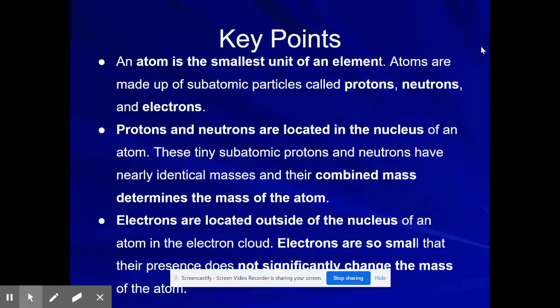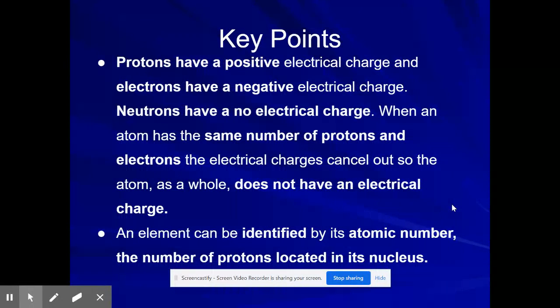So your key points are really 5 things. Atoms are the smallest unit of an element. They consist of 3 parts: protons, neutrons, and electrons. Protons and neutrons are inside the nucleus, and they have identical masses inside that nucleus. Electrons are on the outside of the nucleus in the cloud or orbitals, and they are so small that their mass is pretty much negligible, and they have a negative charge.